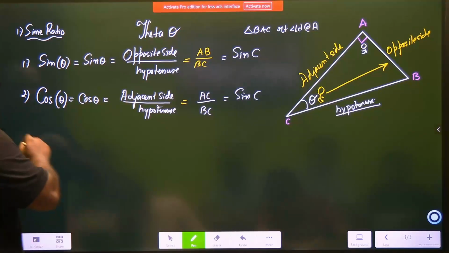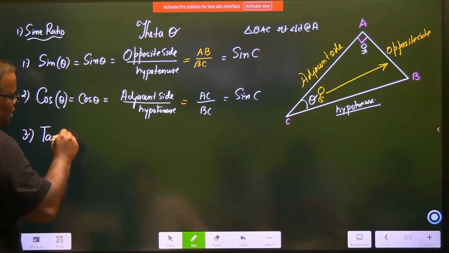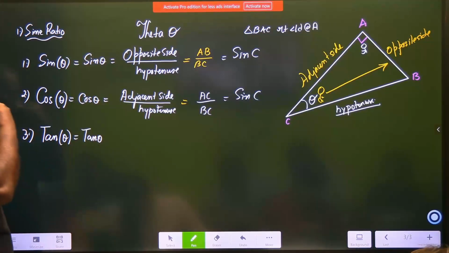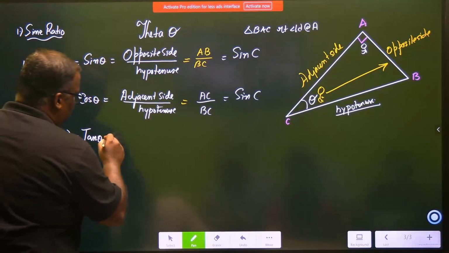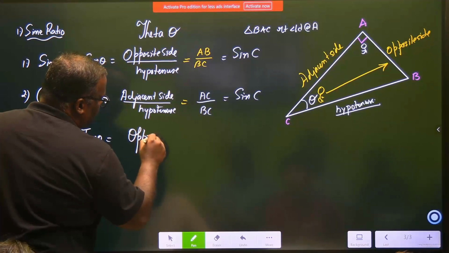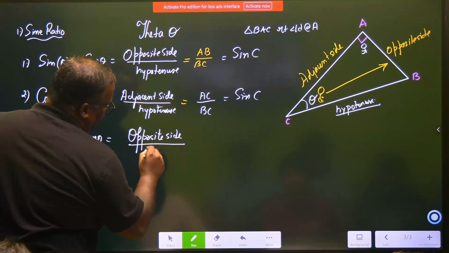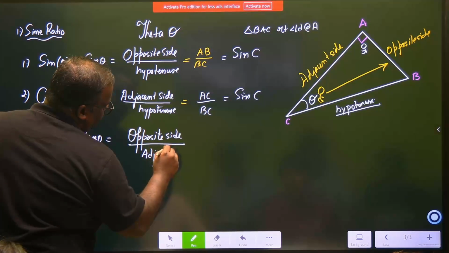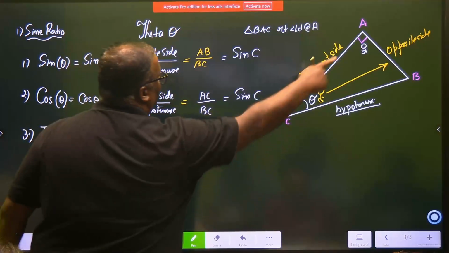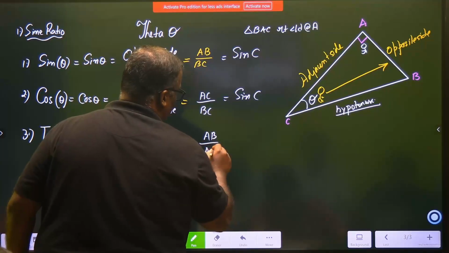The third ratio is known as the tan ratio, tan of theta, which is written as tan theta. Now it can be written in small, lower cases or in upper cases. So this is opposite side by adjacent side, which means the opposite side is AB divided by the adjacent side, which is AC.